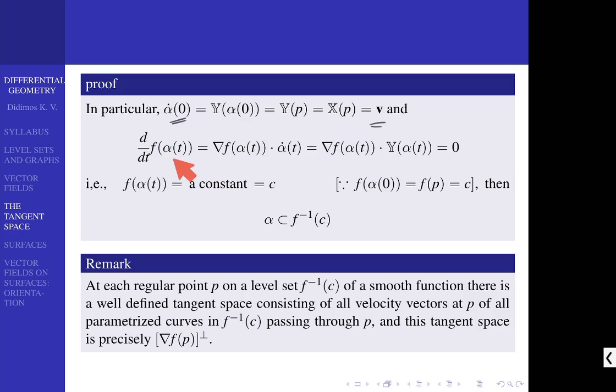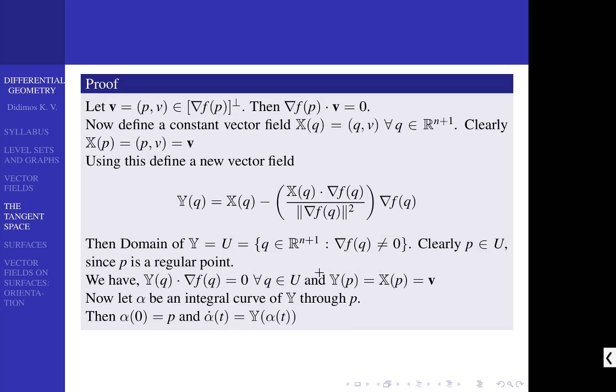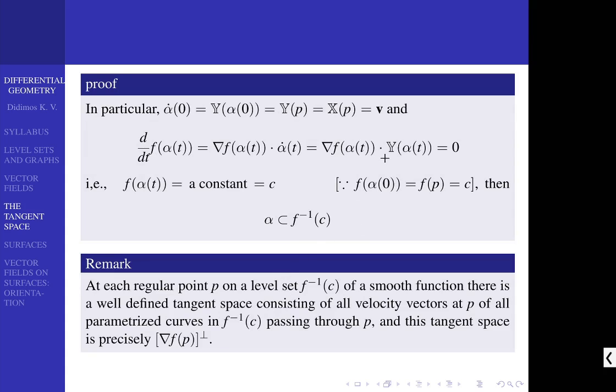And we need to prove that the parameterized curve is fully contained in that level set. So in order to prove that, we start with d by dt of f of alpha of t. This is nothing but del f of alpha of t dot Y of alpha of t, which is equal to 0, because since alpha is the maximal integral curve, alpha dot t coincides with Y of alpha of t. Clear? So this is equal to 0. Why is this 0? Here we have Y of q dot del f of q is 0 for all q belonging to U. Therefore, this dot product is always 0.